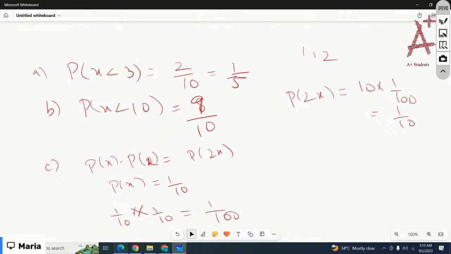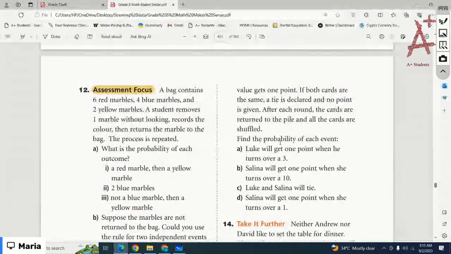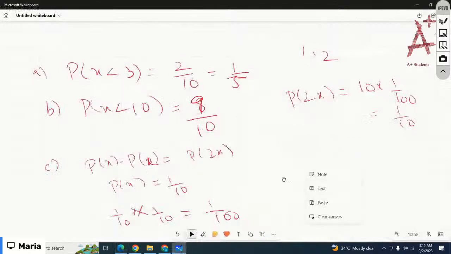The next part is Selena will get 1 point when she turns over a 1. Over a 1 means the opponent has a number less than 1. Less than 1, you don't have any number. It would be 0 over 10, and that equals 0.